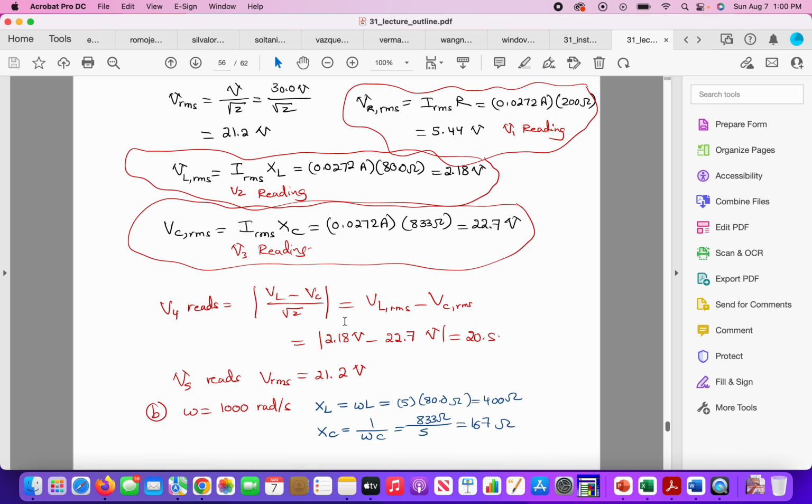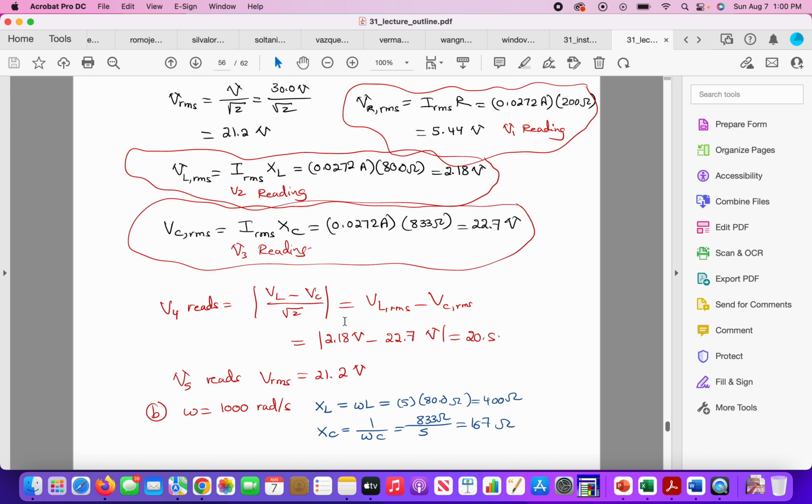V5 reads VRMS, which is 21.2. It should be showing the total VRMS that we have calculated already.